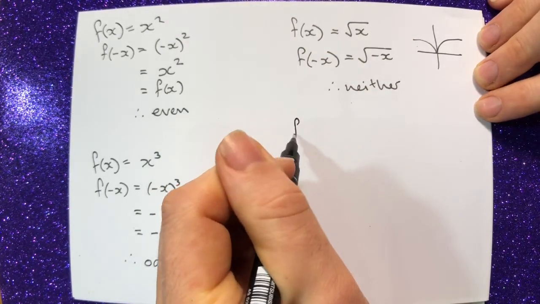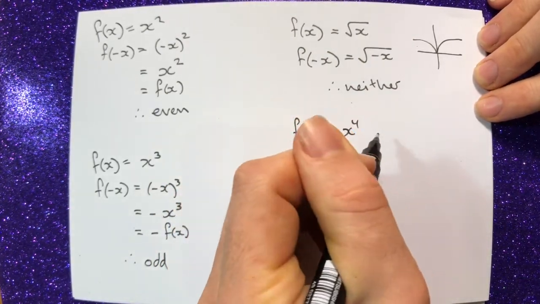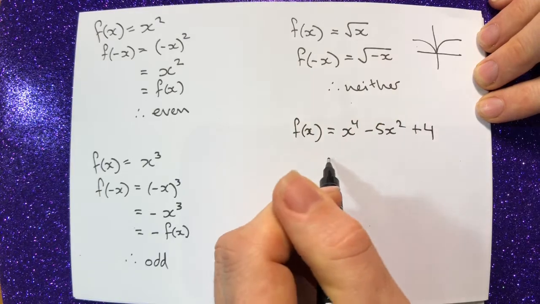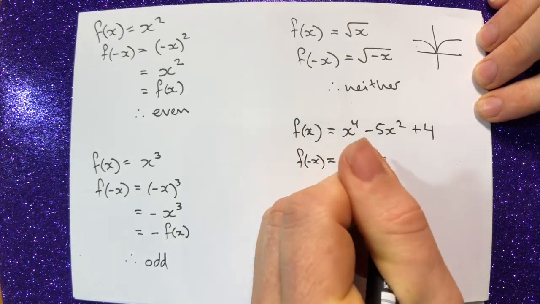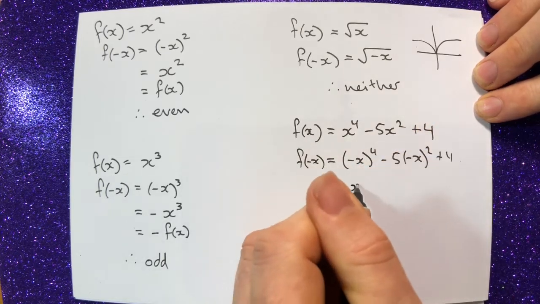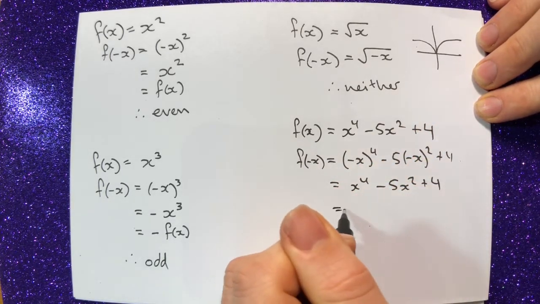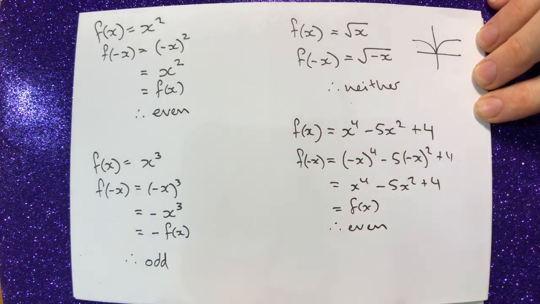You can do more complex ones as well. Again, just substitute in the negative of x where x goes every single time x appears. Then simplify it out as we did before, and then see if it's the original function or not.